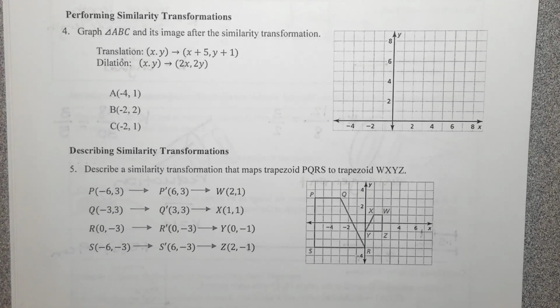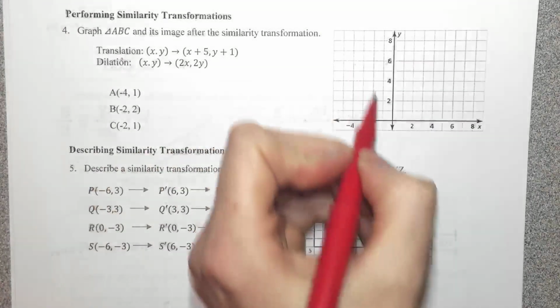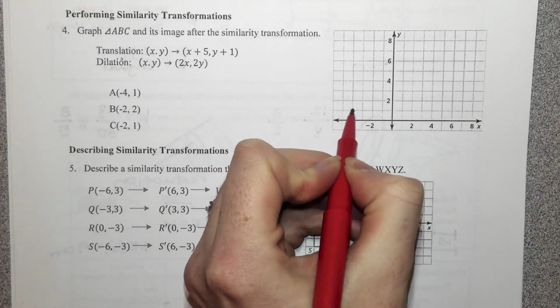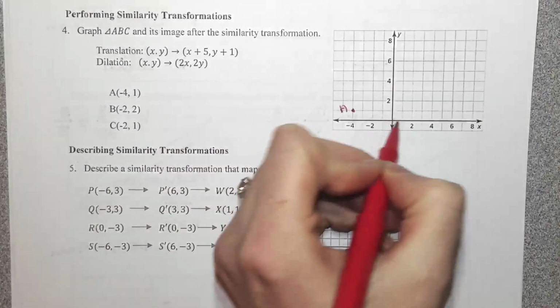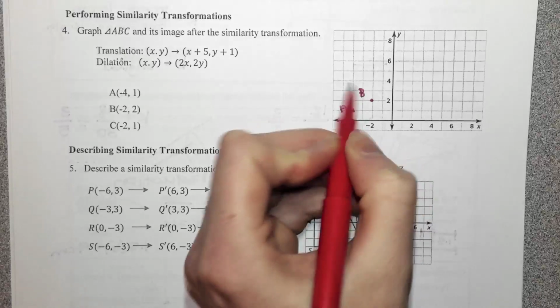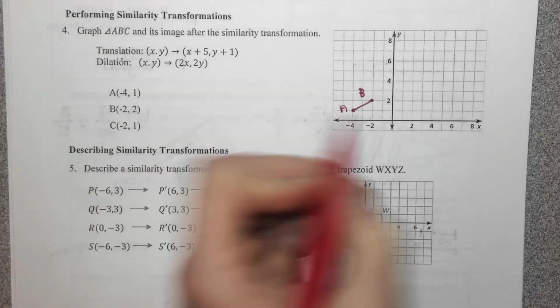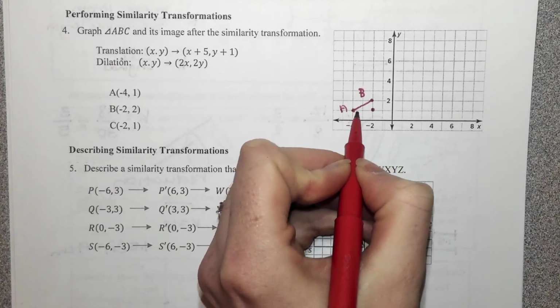All right, so number 4 says graph triangle ABC and its image after the similarity transformation. So we're going to do a translation first and then a dilation after that. So graph your pre-image to start. So negative 4, 1, 1, 2, negative 2, 2, oh no, negative 2, 1.